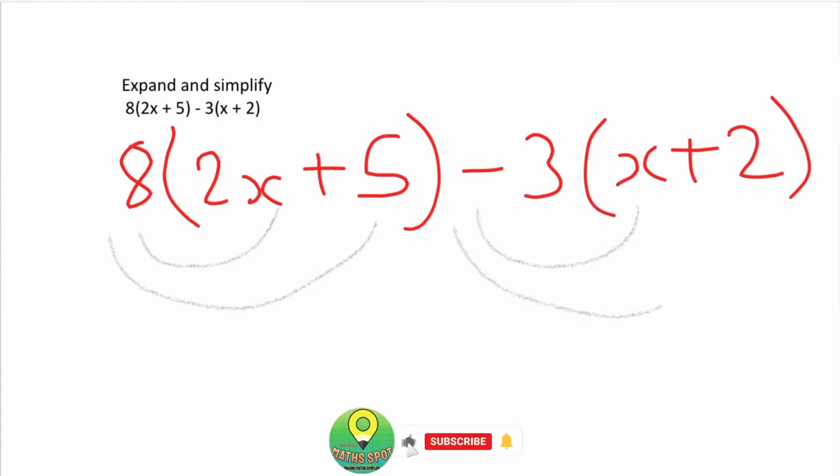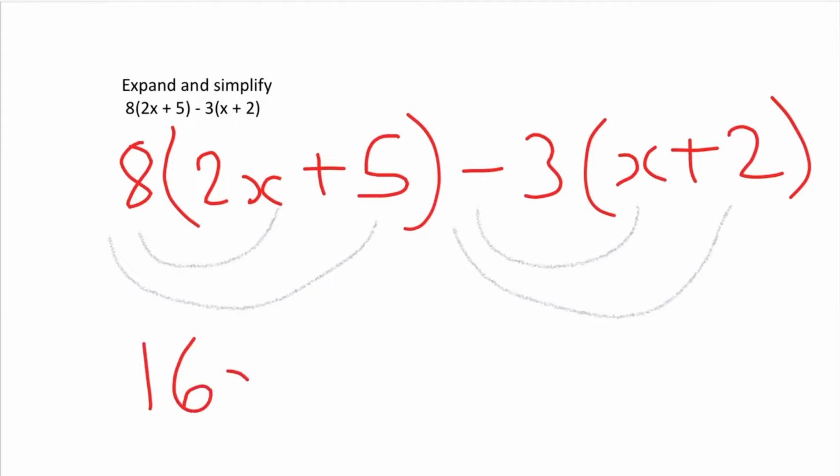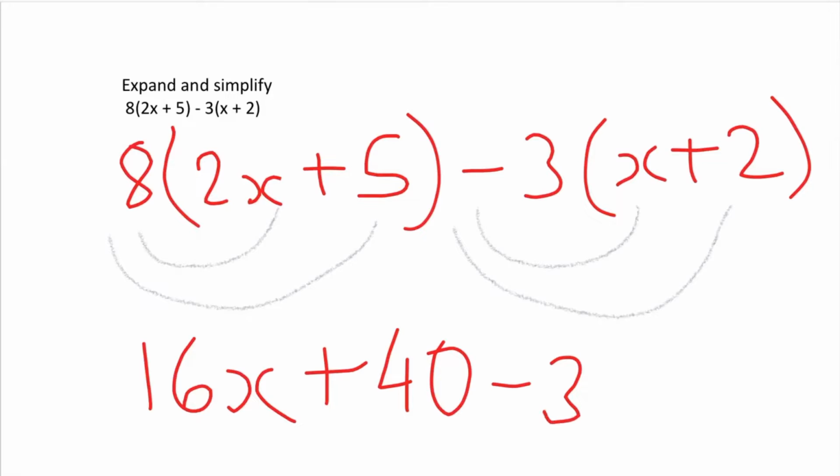I'm just making these lines for you so that it's easier for you guys to understand. So 8 into 2x is equal to 16x. 8 into plus 5 is equal to plus 40. Now here, minus 3 into x will give us minus 3x. Minus 3 into plus 2 will give us minus 6.